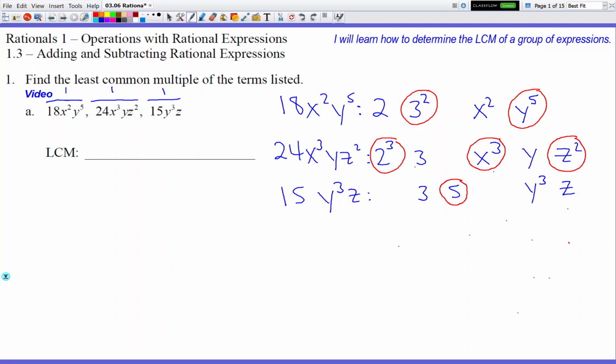So our number is going to be 360. And then my letters are going to be x cubed, y to the 5th, z squared. And there you go, there's your LCM. So if I had to make everybody match at a common denominator, it would be what I just wrote as the LCM on that line just now. Eventually this skill is going to pay off when you have to make everybody's denominator match, when you add or subtract fractions one day.